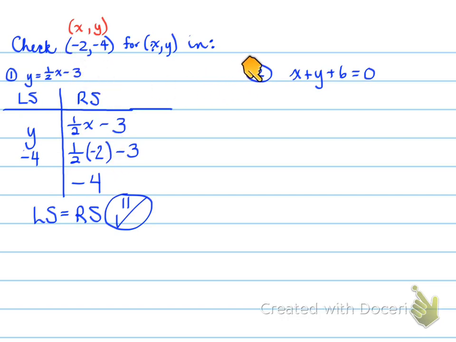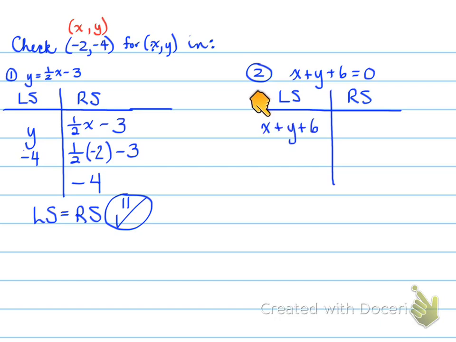Equation number 2, x plus y plus 6 equals 0. We need to do the same thing. Left side, right side. The left side is x plus y plus 6. That's the left side of the equation, equal sign. The right side is 0. That's the right side of the equal sign. Now what you're going to do is plug it in. You're going to plug in x is -2 plus y, which is -4, plus 6. So -2 plus -4 plus 6 is equal to, that's right, 0.